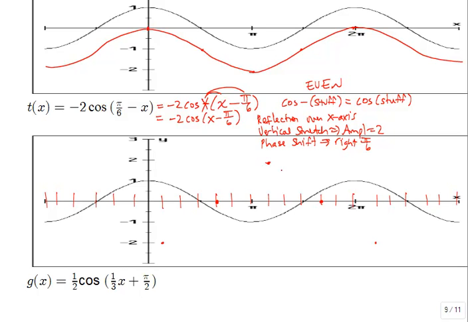So now I have my 5 key points. It's that same cosine graph, but it's upside down. So it's going to be that U shape, but going upside down. So here's my graph, and then you could continue from here if you wanted to. Okay?